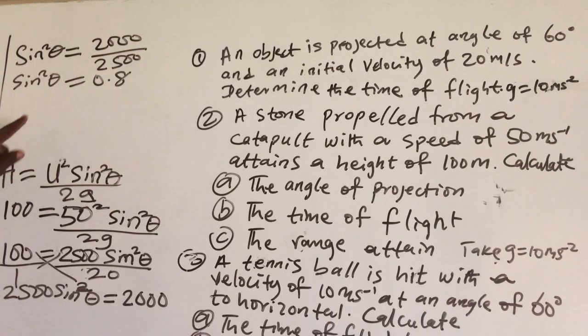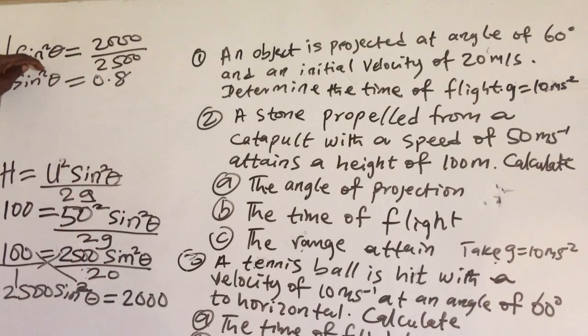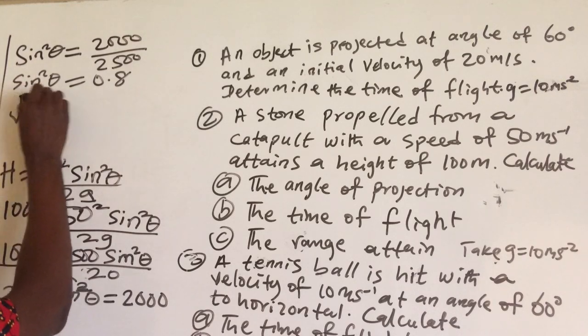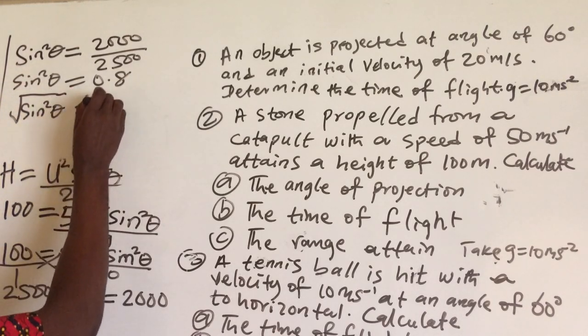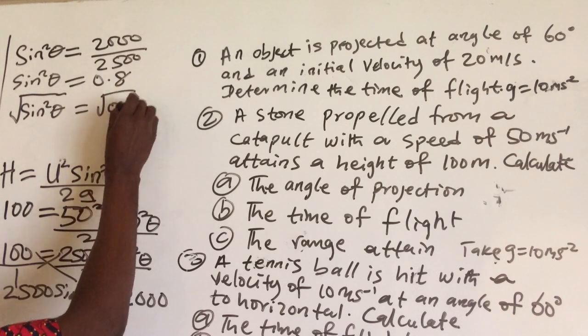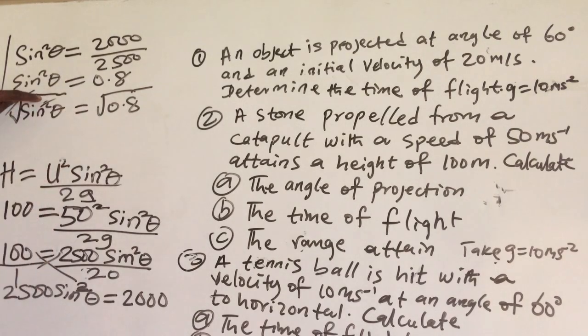Now, you know we want theta, that is the angle of projection. That is what we are calculating. And this is with sine squared, okay? What do we do to remove this square here? We find the square root of both sides in order to remove the square up here, so that the square root sign has the power to cancel the square.